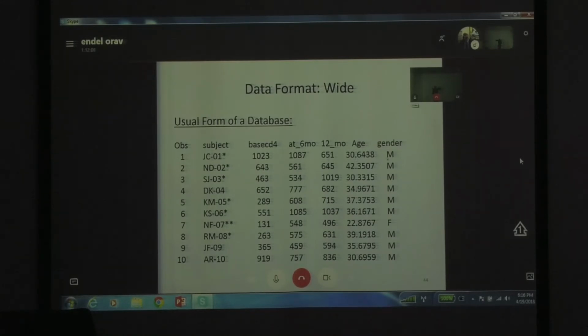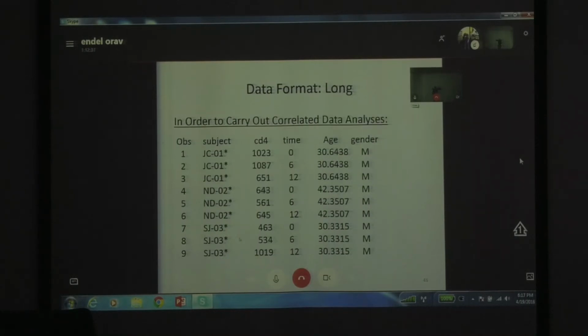They're 31 years old, and he was a man. Second subject is here. As I mentioned, there were 101 people, and so there would be 101 rows in this database that would be loaded into your software. What I need you to do, if you're going to analyze this, since the CD4 counts, these 3 numbers are my outcomes and they're dependent, correlated, I need you to reorganize your database so it's in this longer format.